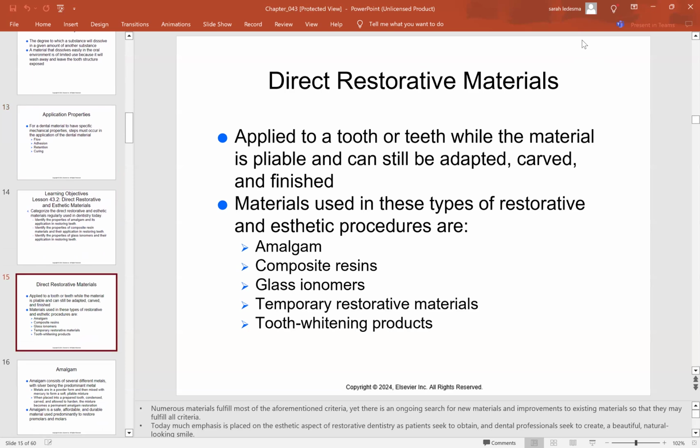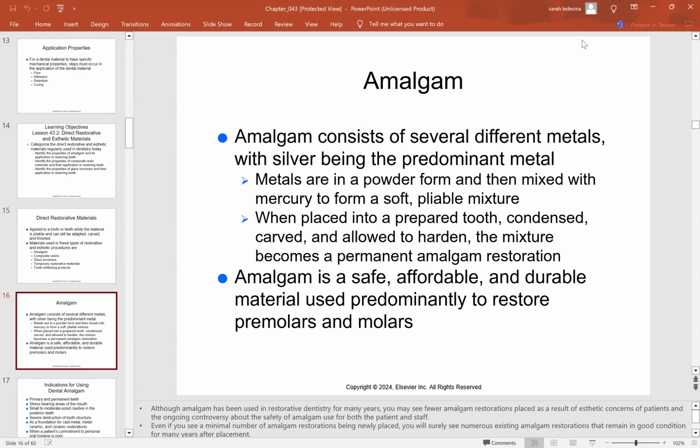Direct restorative materials are applied to a tooth or teeth while the material is pliable and can be adapted, carved, and finished. Materials used in these types of restorative and aesthetic procedures are amalgam, composite, glass ionomer, temporary restorative materials, and tooth whitening products. We're going to talk in this lecture about amalgam.